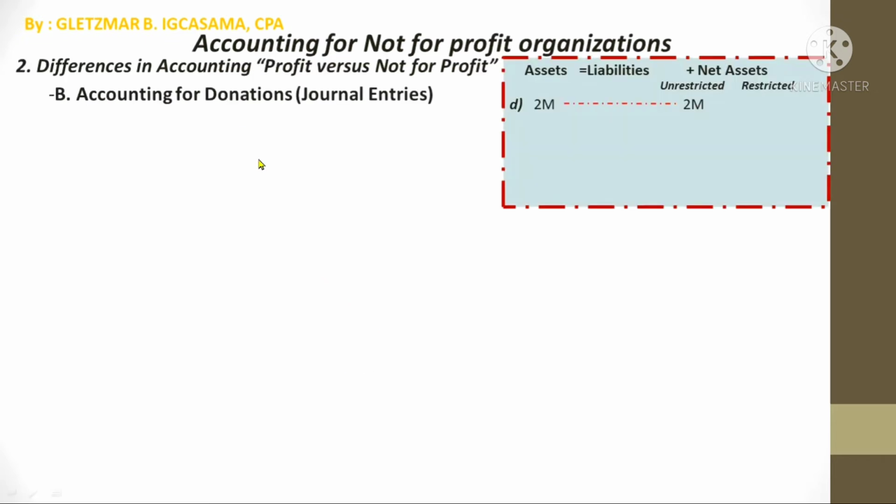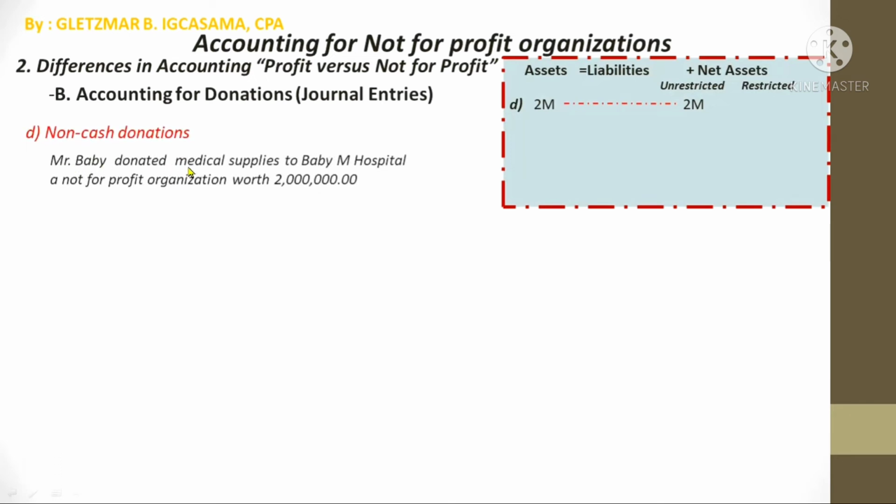We have a sample here, and it goes like this. Mr. Baby donated medical supplies to Baby M Hospital, a not-for-profit organization, and those medical supplies are worth 2 million. So what will be your entry in cases like this one? Of course, it's debit the non-cash asset or assets received by the not-for-profit organization, and then credit contributions revenue unrestricted. Again, unrestricted, with emphasis on that one. Why? Because non-cash assets donated are generally readily available for use. And if it is available for use immediately, then it should be recorded in the unrestricted fund. So if we plot it right here, we will increase the assets and then increase also the net assets unrestricted.